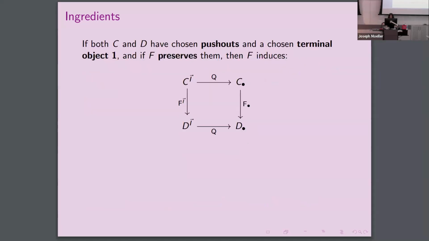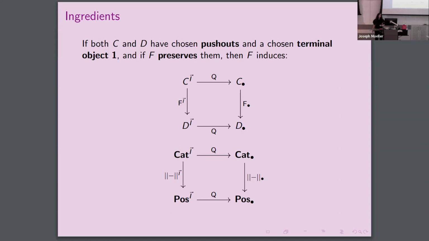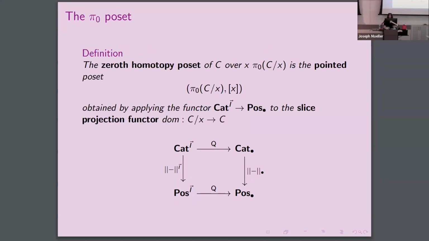Even more interestingly, if we have two categories, both with pushouts and terminal object, and a functor that preserves them, you have this commutative square of functors, which basically involves the quotient functor and arrow and pointed versions of f. And this specializes to this commutative square whenever C and D are Cat and Pos. So we can have a quick sanity check. Both Cat and Pos have limits and colimits, so in particular they have pushouts and terminal object, and the poset reflection functor preserves them. So this square exists, and it's commutative.